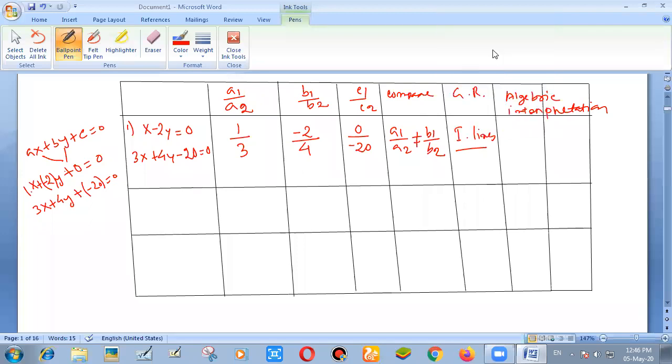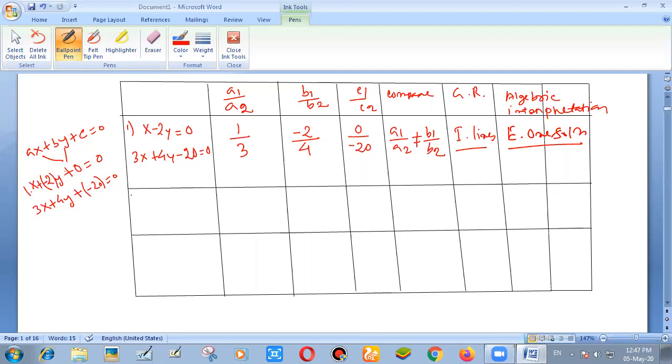Now see. The algebraic interpretation will be exactly one solution. I am writing the short form. All of you write down the complete sentence: exactly one solution. And exactly one solution means unique solution. Clear up to this? Yes.